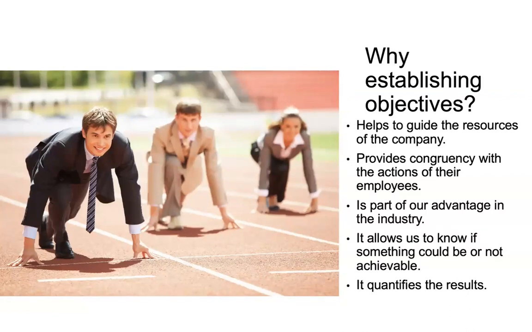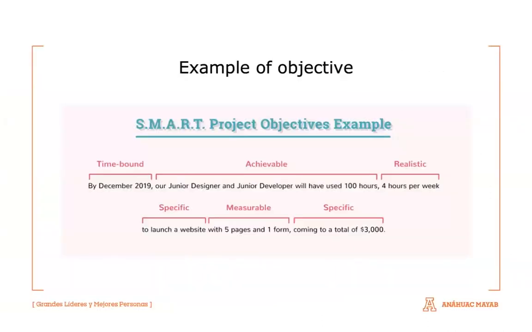Another thing is that we can also measure if something could or could not be achievable. Be careful because one of the main problems that we have while establishing objectives is that they aren't fulfilled. And of course, we need to quantify the results, okay, which we will see later. Another thing, here we can see an example of SMART objectives.